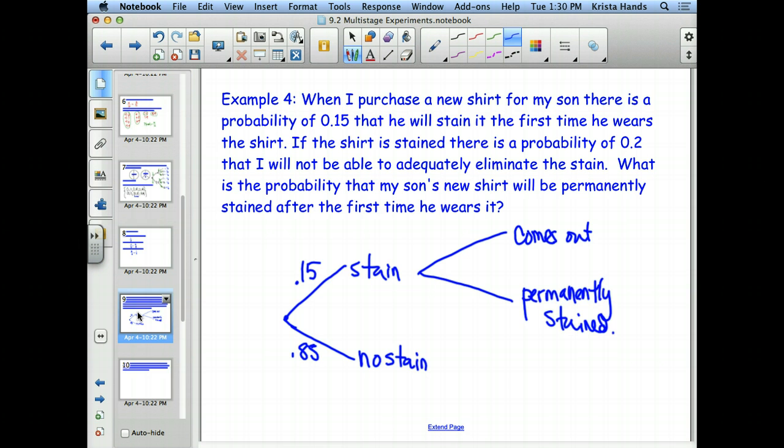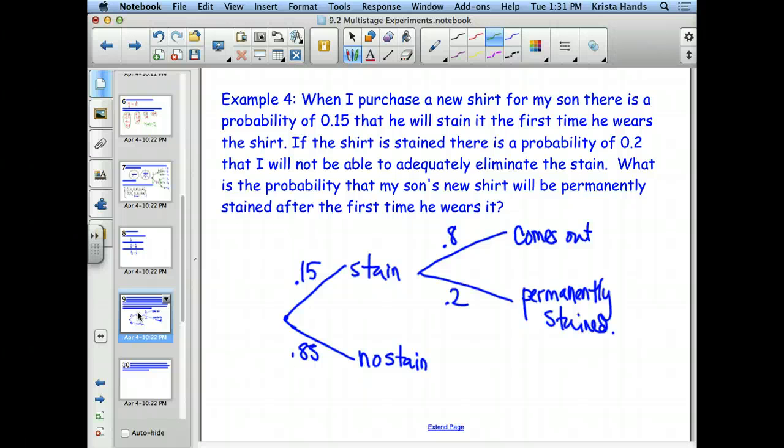Okay, so it says, if the shirt is stained, there is a 0.2 probability that I will not be able to adequately eliminate the stain. So, what is the probability that it comes out? 0.8. And what is the probability it's permanently stained? 0.2. The question that's asked once I've created my diagram is, what is the probability that the first time my son wears a shirt it is permanently stained?